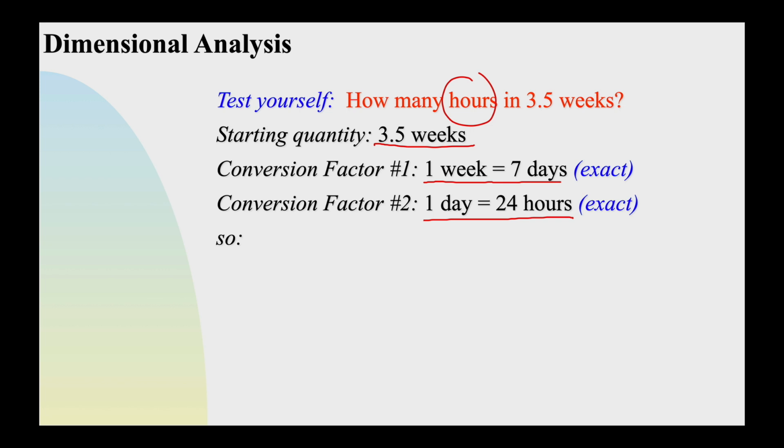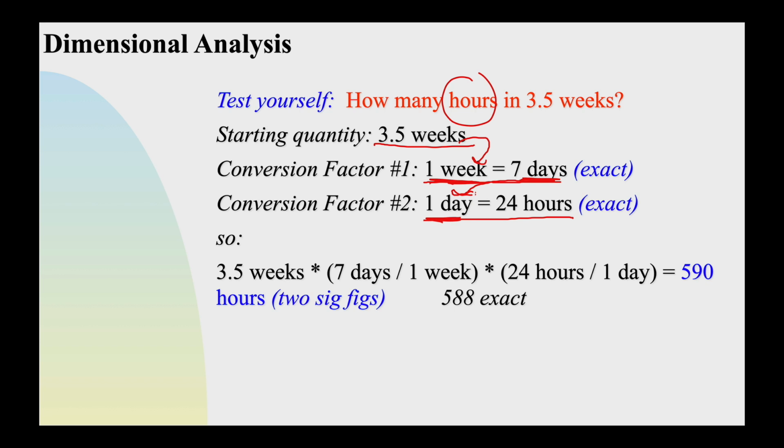So I can go weeks to week, and those will cancel out, and I'll have days. And days and this day I can cancel out to get just hours. And I'll show you what that means here. So if you put these things in a row, we want to start with 3.5 weeks. Then to get rid of weeks, we're going to put the 1 week on the bottom and have 7 days on the top. That'll cancel the weeks, and then I'll have days. But I want to get to hours. So then I'm going to put 1 day on the bottom, 24 hours on the top. The days will cancel, and we'll have just hours.